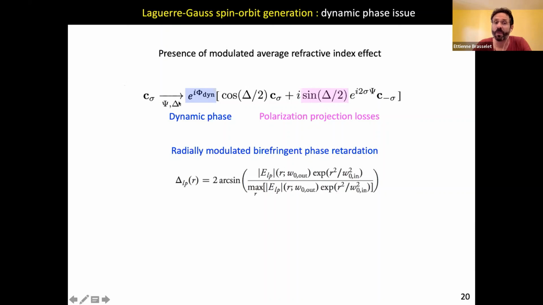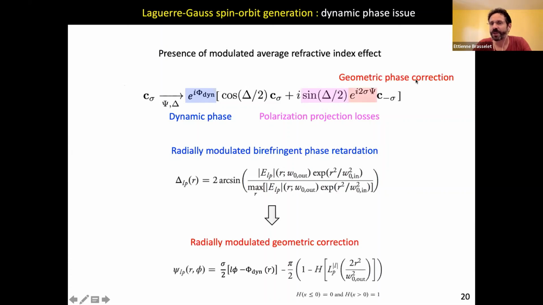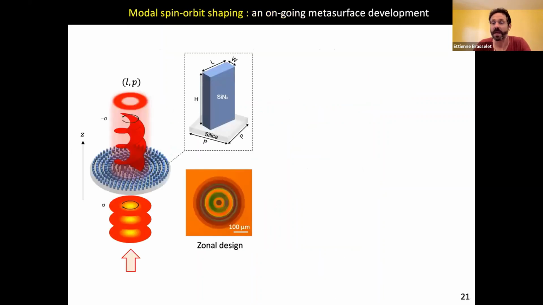So the idea is to compensate this drawback with a geometric phase correction. And if we do that, we get rid of this term and we are back with a fully controlled mode shaping. Again, we developed the recipe, analytical recipes. I skipped them, just to get the spirit. And this is my last slide.